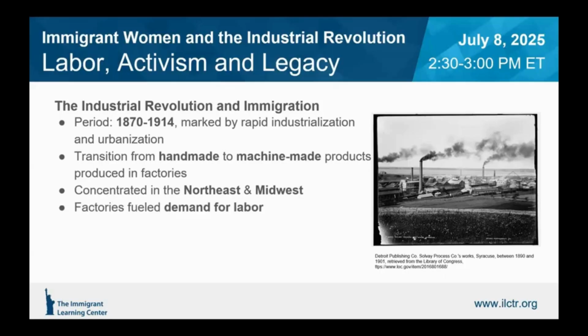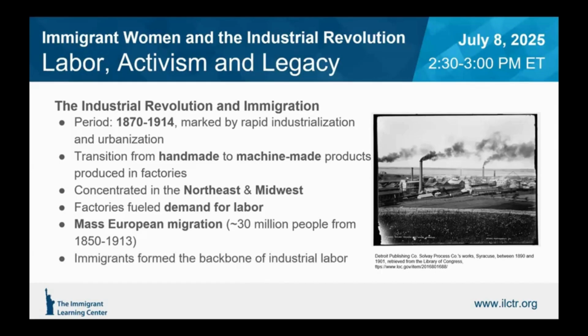And so this revolution in manufacturing, all of these factories fueled the need for workers in these cities. At the same time, the political and economic turmoil in Europe spurred the mass migration of millions of people. And the largest groups of immigrants to the US during this time were from Germany, Ireland, Italy, and Central and Eastern Europe. So as a result of all of this, immigrants formed the backbone of industrial labor.